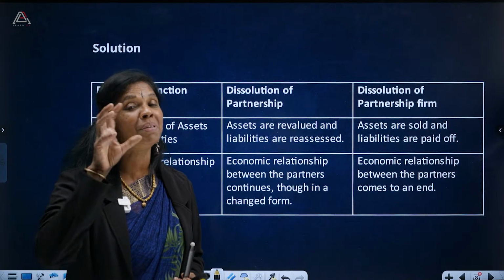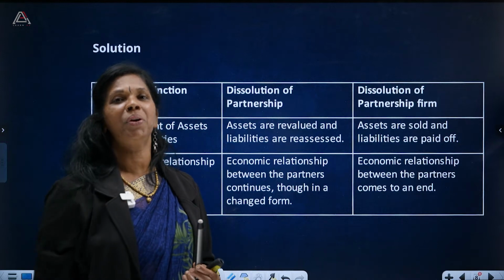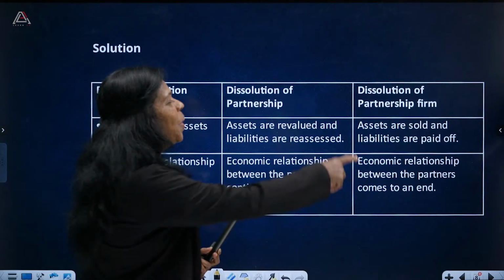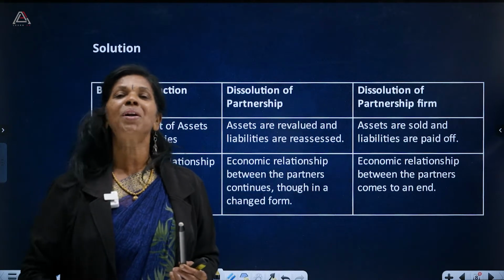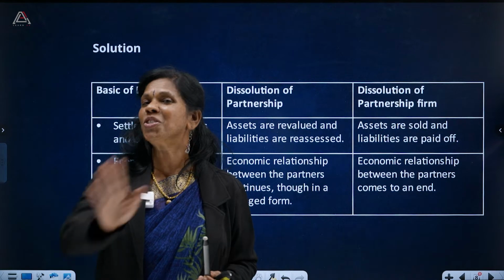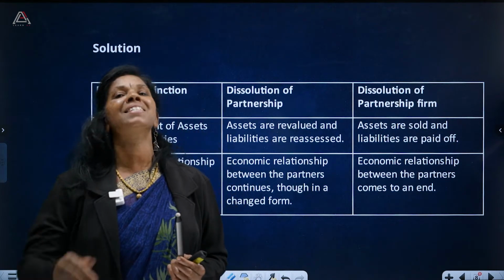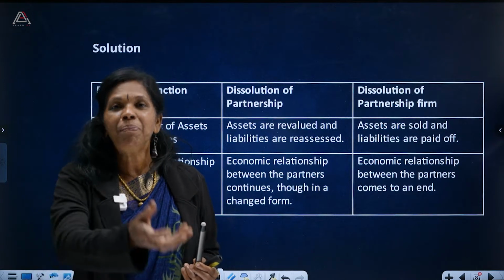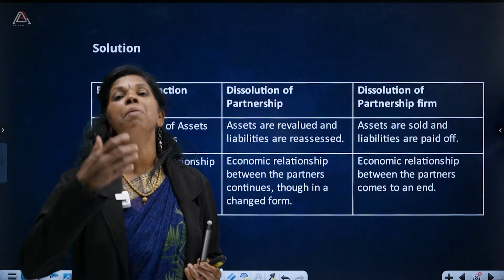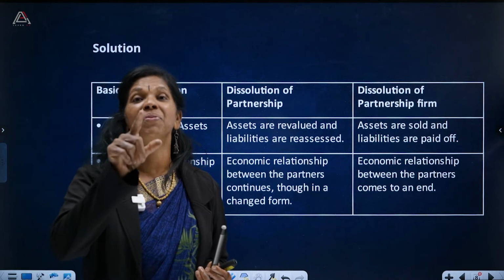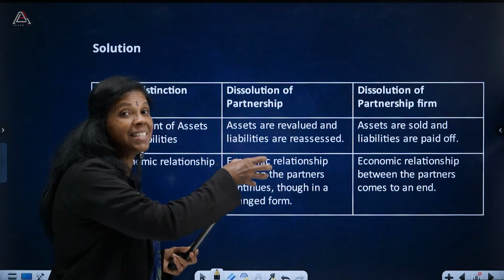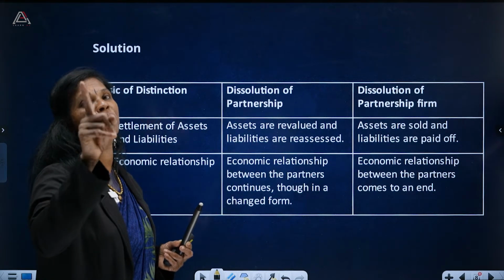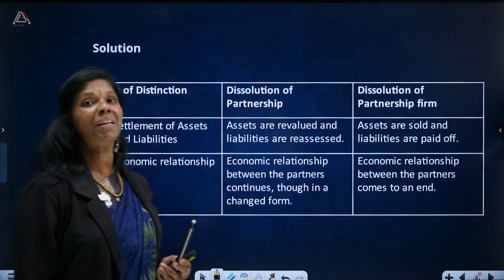In the case of dissolution of partnership, assets are revalued and liabilities are reassessed. Whereas in the case of partnership firm, assets are sold and liabilities are paid off. There is no revaluation and reassessment of assets and liabilities. Assets are sold. From that realizable value, liabilities are set off. This is the partnership firm. Whereas in the other case, assets are revalued and liabilities are reassessed. This is the main point of difference. Then the second case, economic relationship.